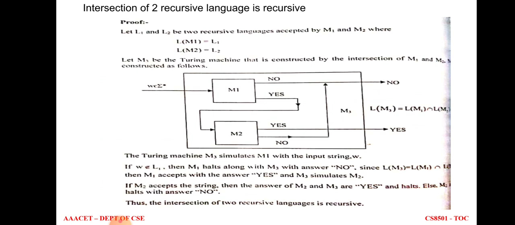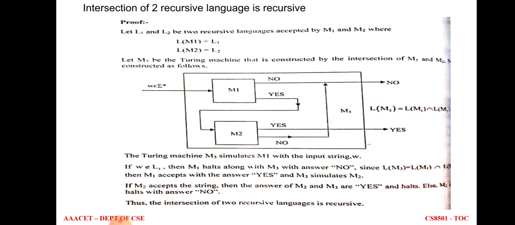The fifth theorem or property is that the intersection of two recursive languages is recursive. It is similar to the union operation that we saw in the first theorem. Here also we have to consider two languages that are recursive, and the intersection operation is performed on these two recursive languages. So the theorem is that the intersection of two recursive languages is always recursive.